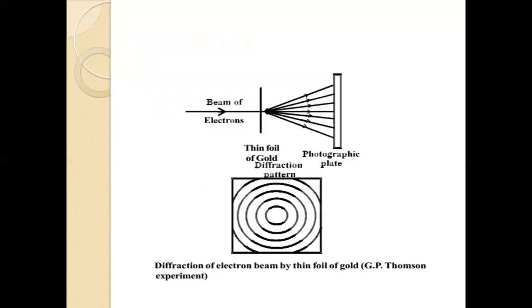So on the screen, you can observe the pattern which is obtained when the beam of electrons is diffracted from a thin gold foil and recorded on a photographic plate. You can observe that there are concentric rings, alternate black and white rings.